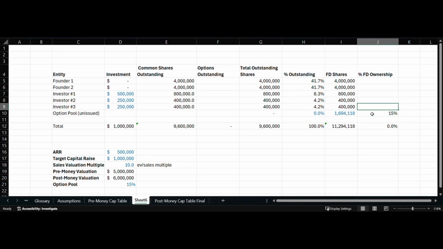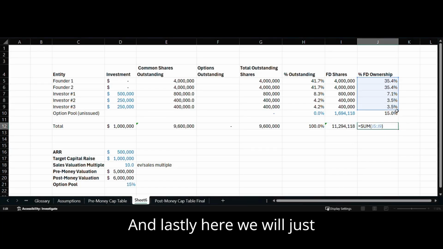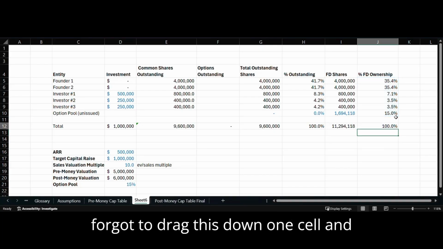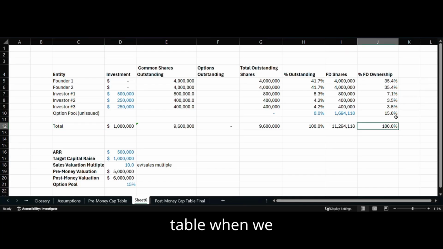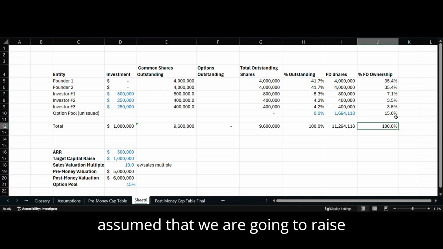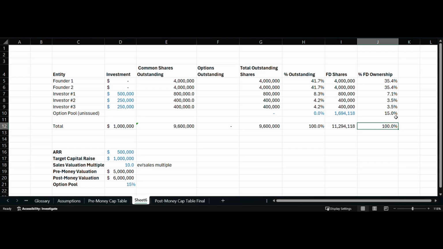And then it becomes simple to just arrive at the final number. And then we do the same. And lastly here, forgot to drag this down one cell. And there you have it. It's our final cap table when we assumed that we are going to raise $1 million for this company.